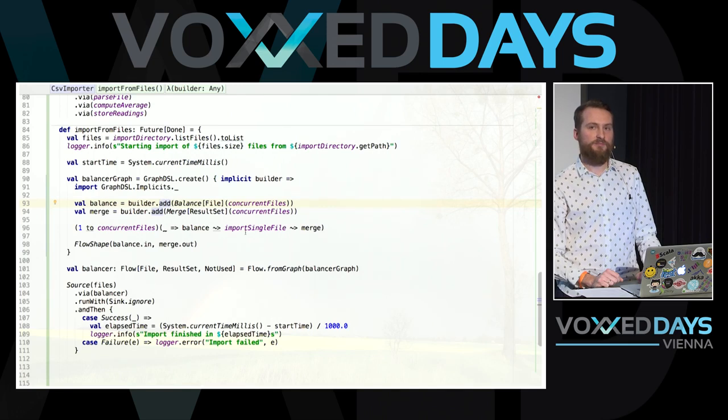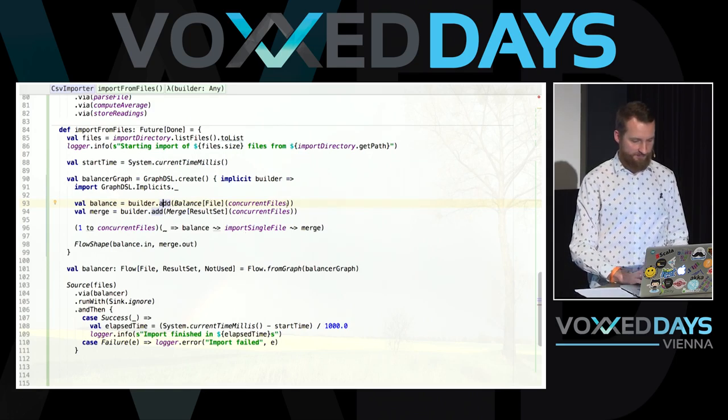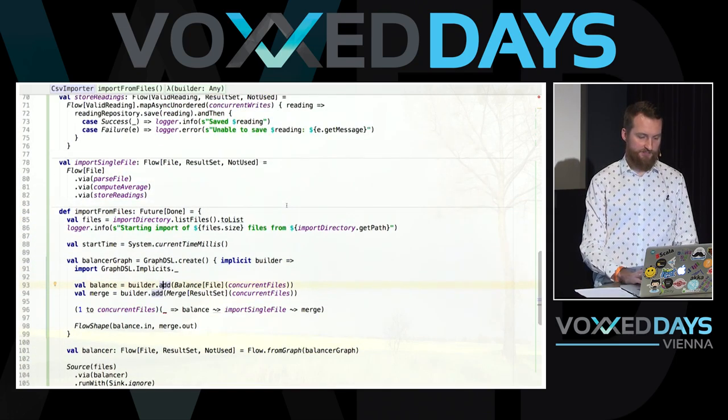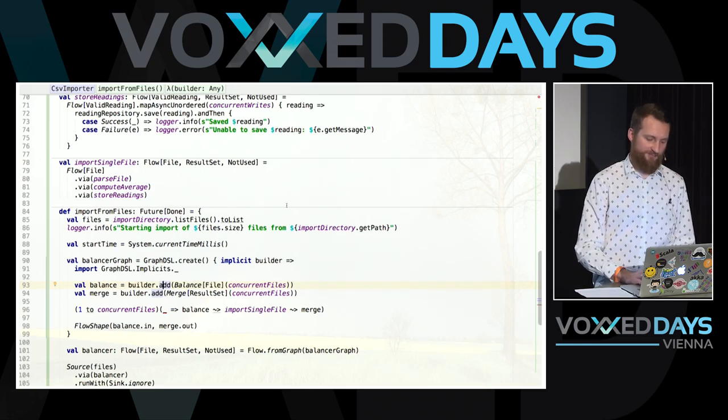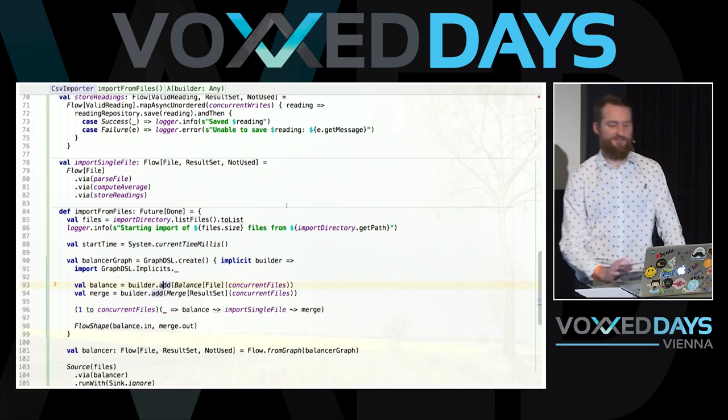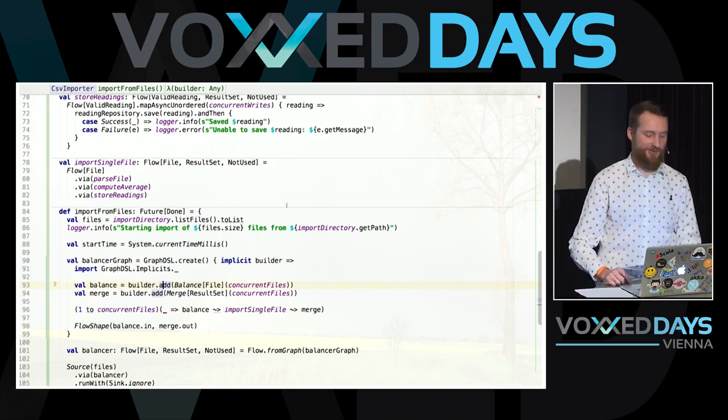Will you not overwhelm the writing to the database? When you scroll up, you had these concurrent writes, and instead of it just being concurrent writes, it's now concurrent files times concurrent writes. You're right. I haven't noticed that before.